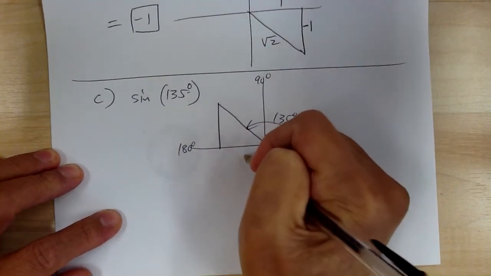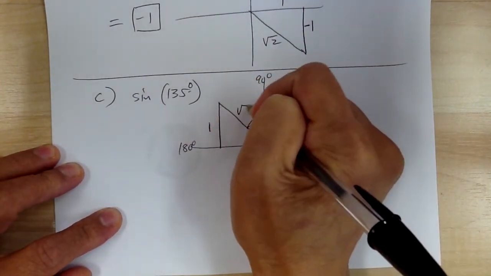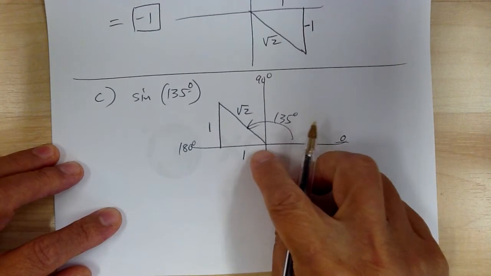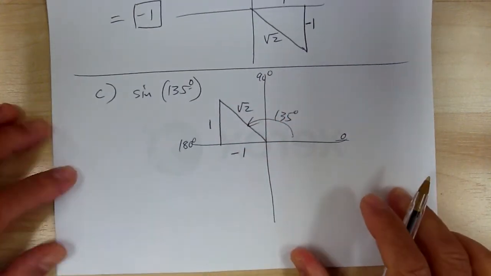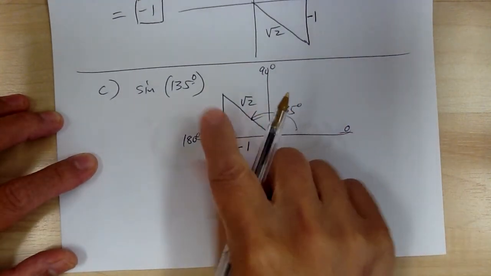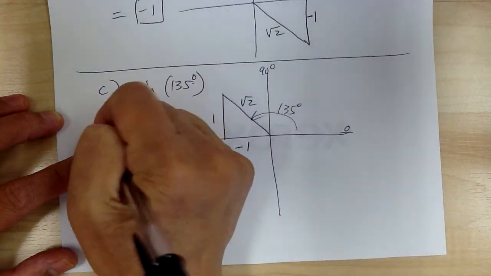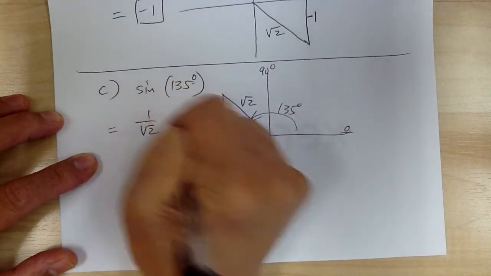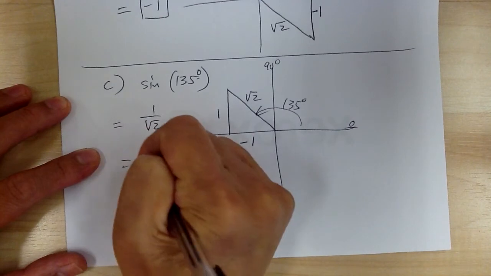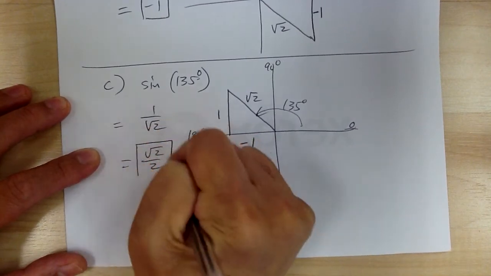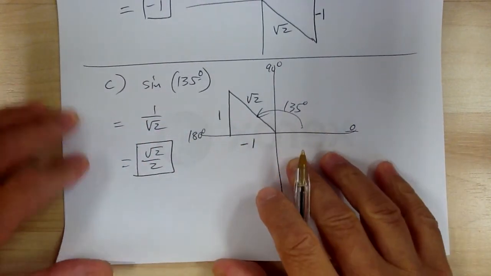So you can write your ratio. It's 1, 1, square root of 2. And this is a negative, so put it over here. So sine of 135 would be equal to 1 over square root of 2. And if you simplify, you get square root of 2 over 2. So again, this is how you figure out the exact value.